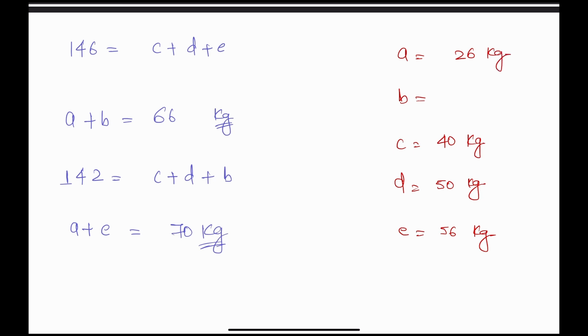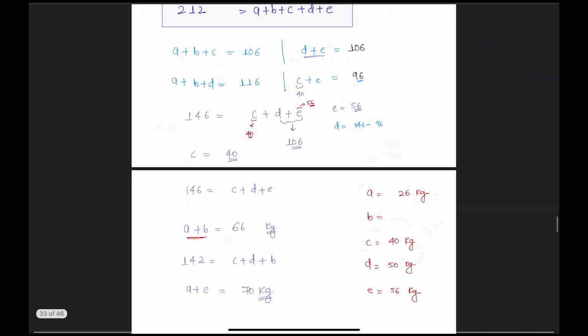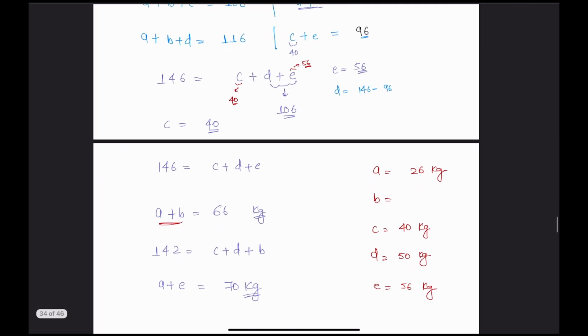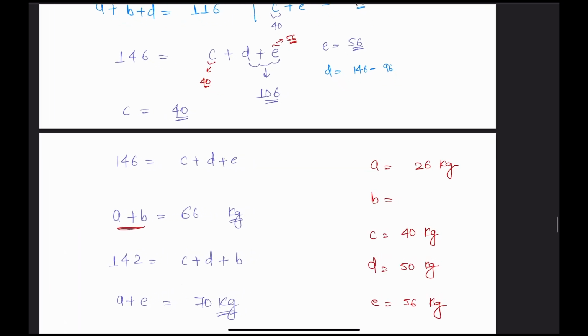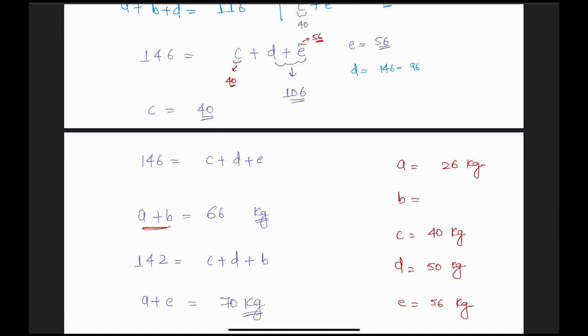And what is our A plus B? It is given as 66. So with A as 26 kg, A plus E, 212 minus 142, will be 70 kg, right? 70 kg minus 56 kg. Something I did is... something is not adding up.